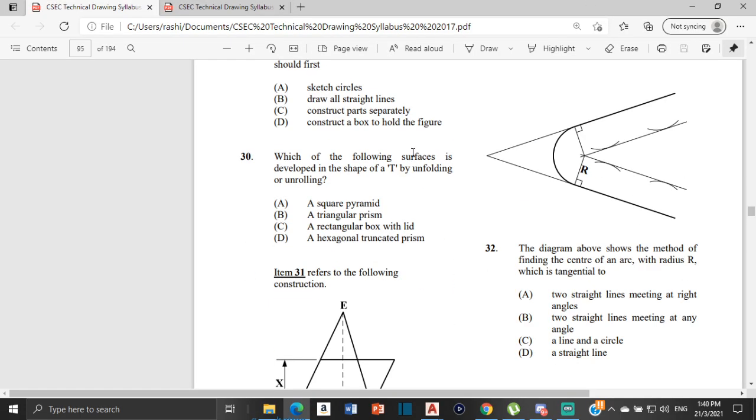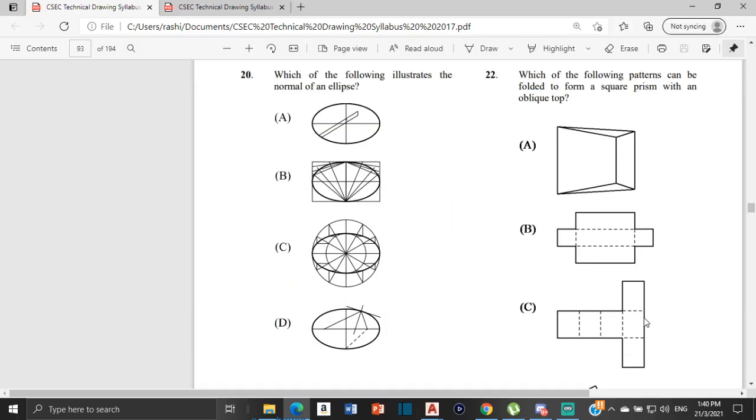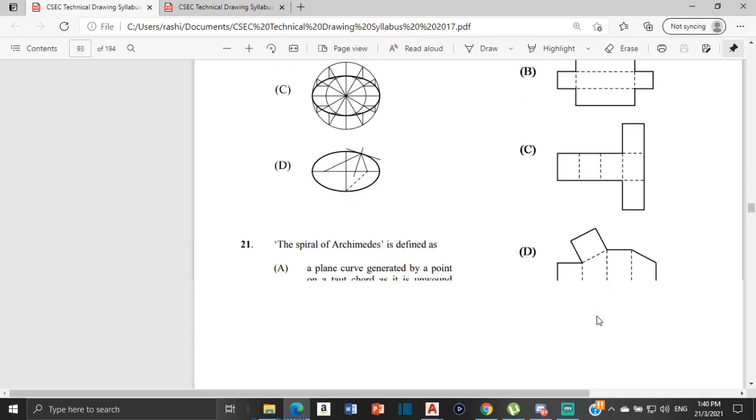Number 30. Which of the following surfaces is developed in the shape of a T by unfolding or unrolling? Is it a square pyramid, a triangular prism, a rectangular box with a lid, a hexagonal truncated prism? So the answer would be a rectangular box with a lid. It will fold and open into a perfect T. And an example of that would be this right here. So this would be a rectangular box with a lid, or a square box with a lid. When it's unfolded, it would look like this, like a perfect T.